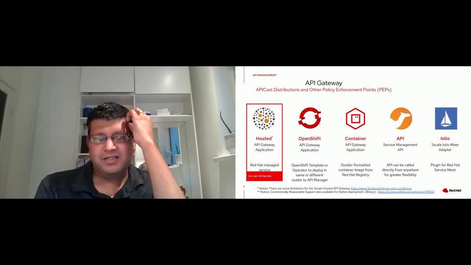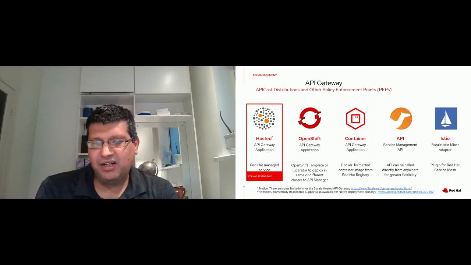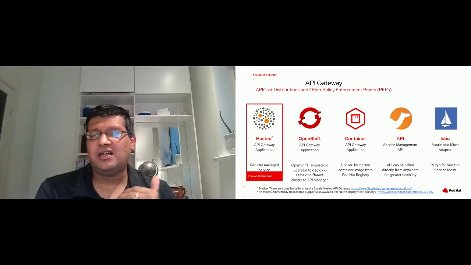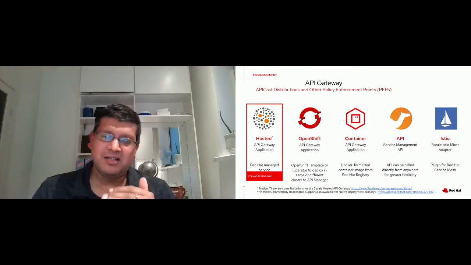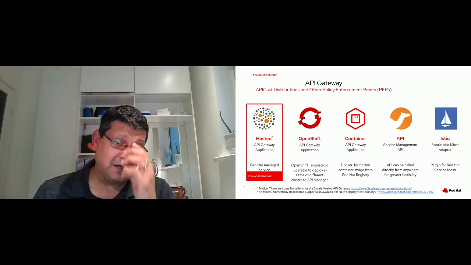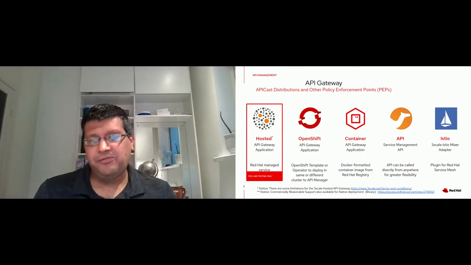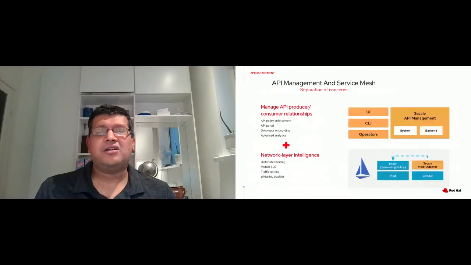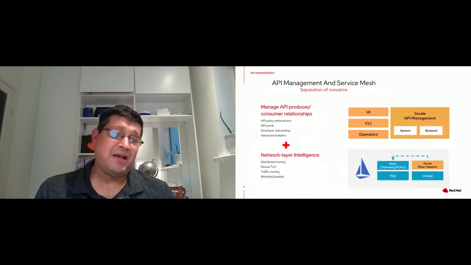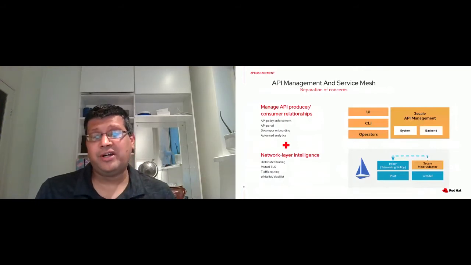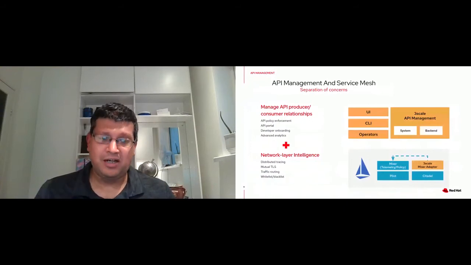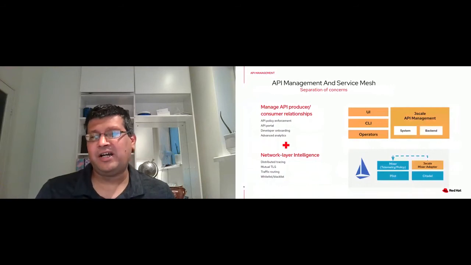Okay, so with API management and service mesh, again, the same separation of concerns that Threescale and Red Hat provide as a good architectural principle is to know who your consumers are. If you are going to be managing that consumer partnership and managing that API producers' interaction with your API consumers, your policy enforcement, providing the portal, the onboarding and rate limiting, providing analytics to the users, you do that all using the Threescale management platform.